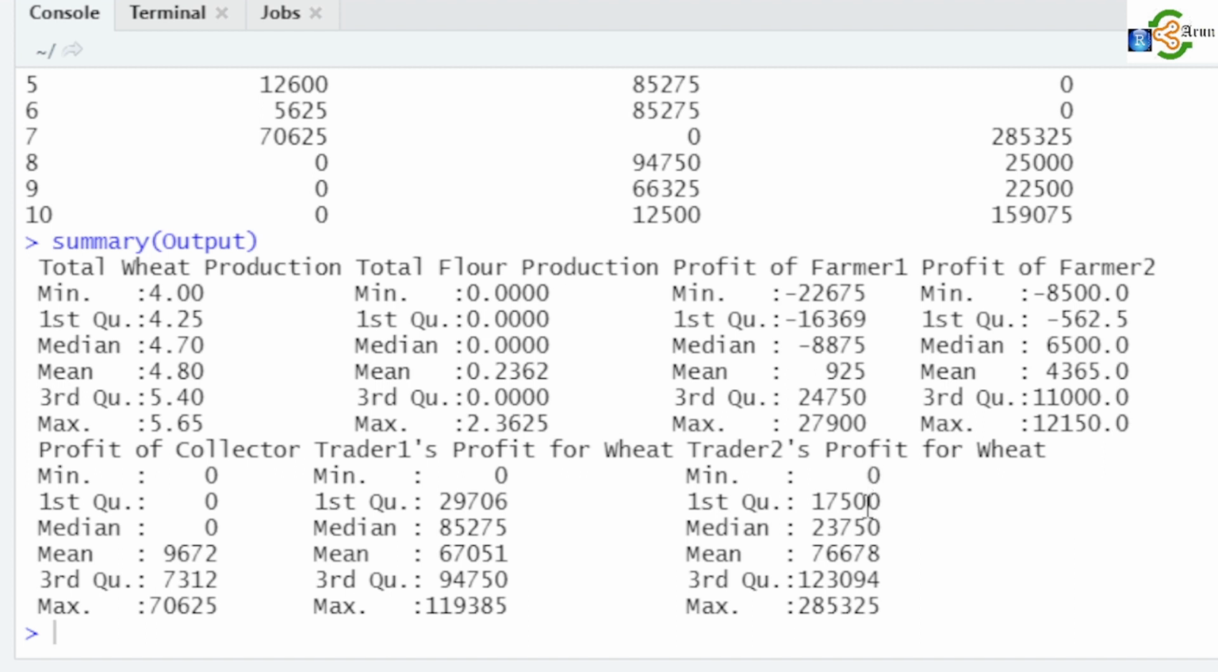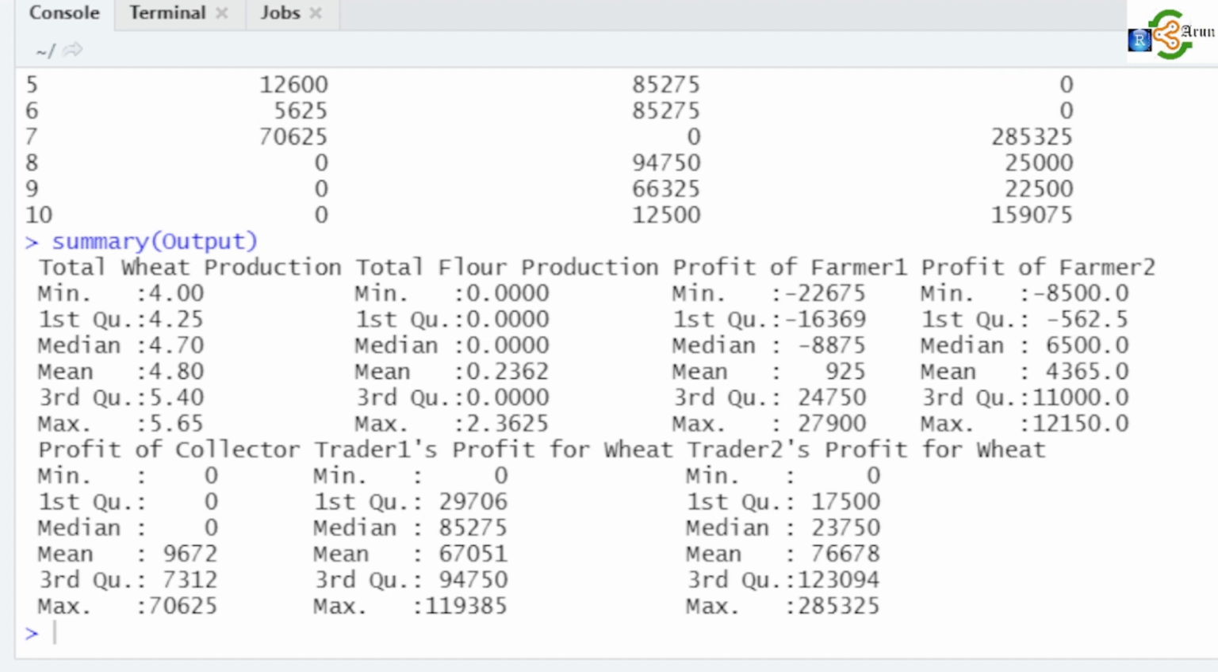Okay, for trader two, the minimum profit is 0. It means at some point nobody sold to trader 2, and the mean value you can see here is 76,000, and the maximum is 285,000 rupees. It's a maximum earning.